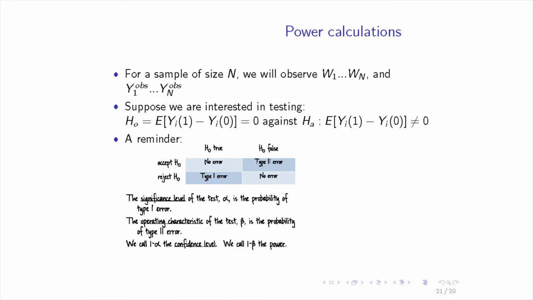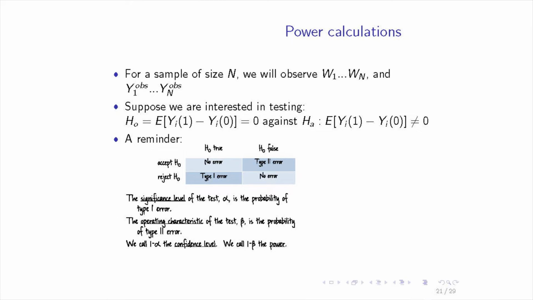So the significance level of the test, alpha, is the probability of type 1 error, and 1 minus alpha is the confidence level. The operating characteristic of the test, beta, is the probability of type 2 error, and 1 minus beta is the power. So I call beta not the operating characteristic, but the probability to be disappointed. It's the probability that at the end of the day, you run your test with critical level alpha, and you don't find anything significant. And so 1 minus beta is the power of the test.